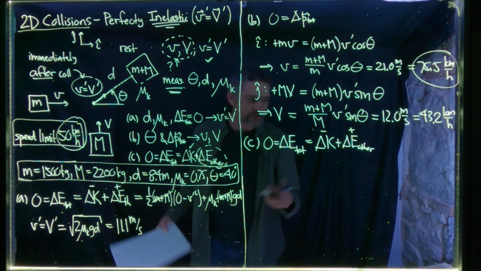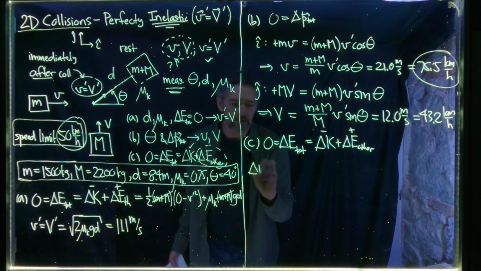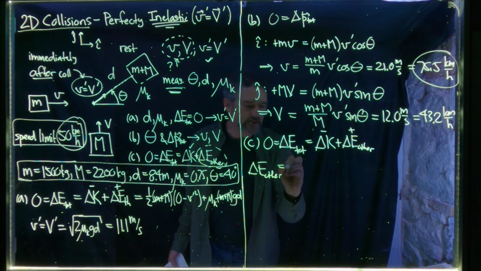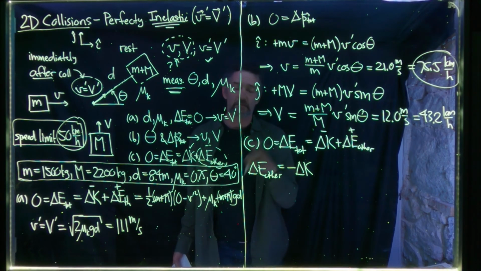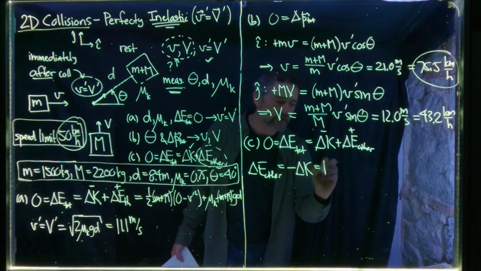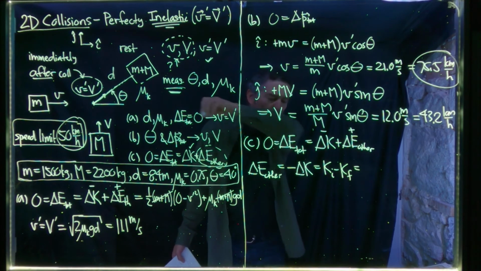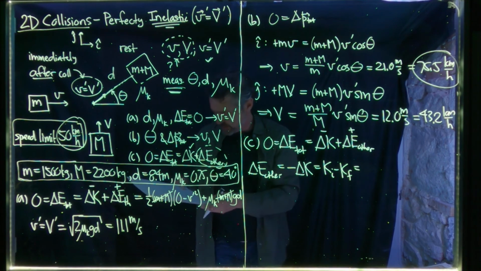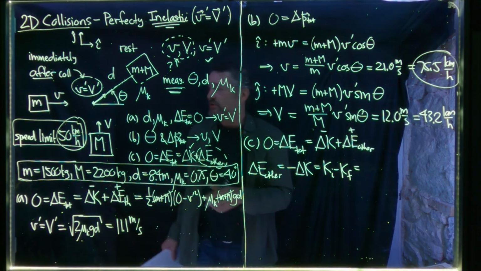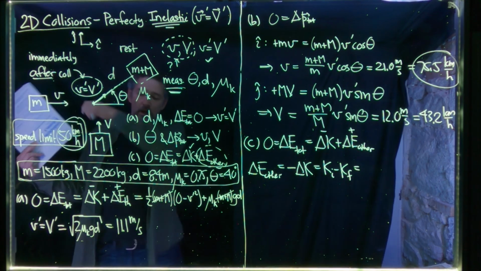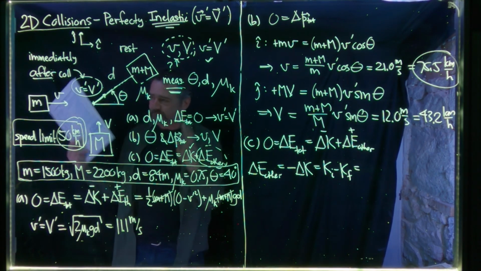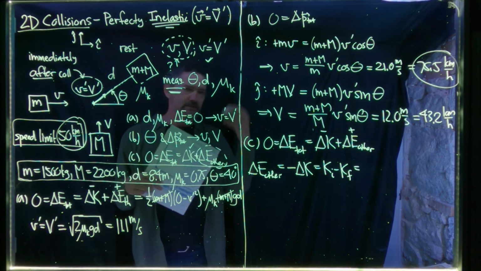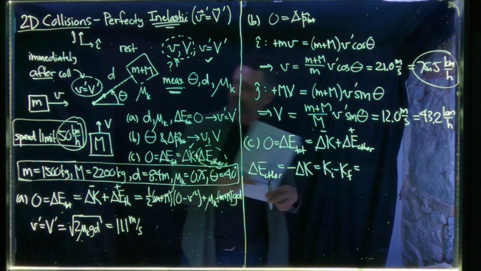Okay, and so then we crank this out. We find that delta E other is equal to negative the change in the kinetic energy. The change in kinetic energy is final minus initial, so negative of that is the total kinetic energy initial minus the total kinetic energy final.